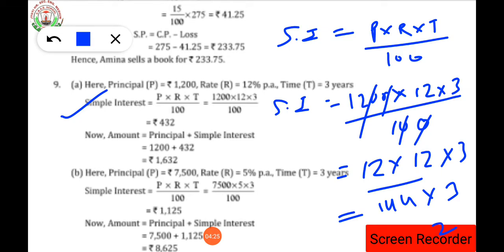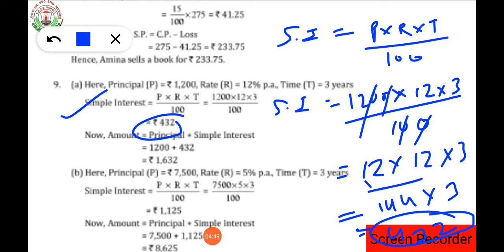4 3s are 12. Then 3 4s are again 12. 12 plus 1 is 13. Carry 1, 3. Again plus 1, 4. Isn't it? So what is the SI unit we got? The simple interest we got is 432 rupees.